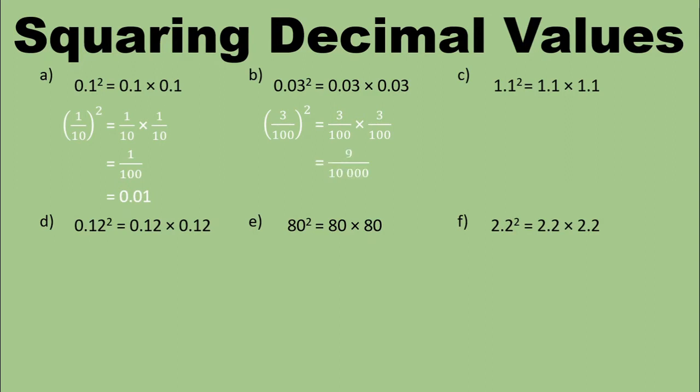That's 9 tens of thousands. That's going to be a 9 in the 4th decimal place. That's 4 digits after the decimal. Next, we've got 1.1 squared.